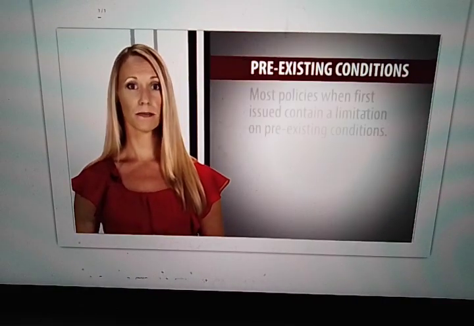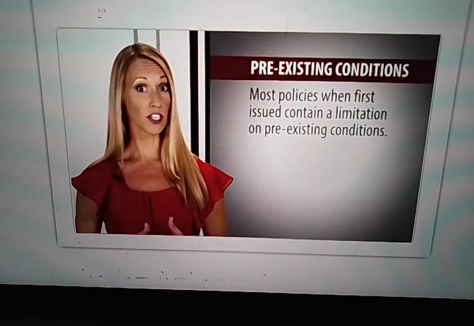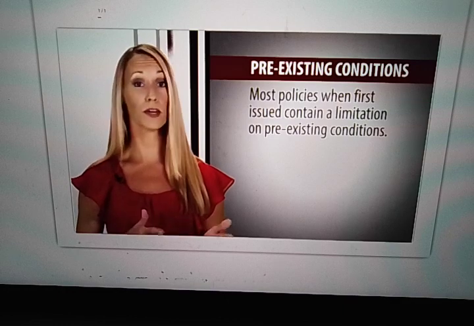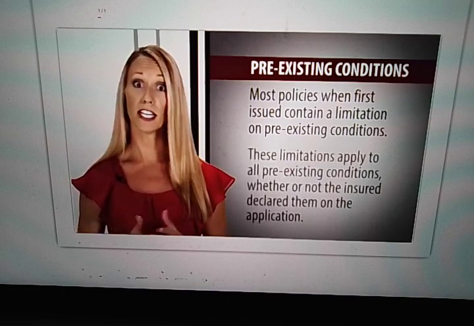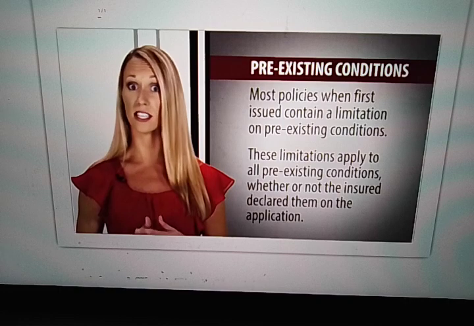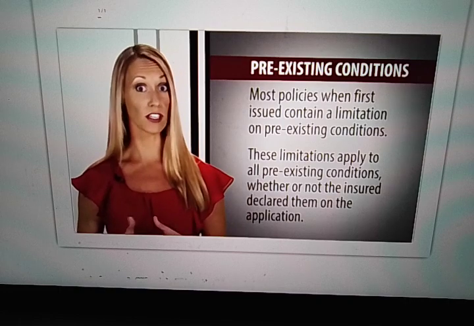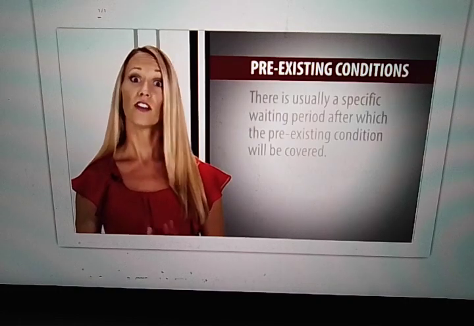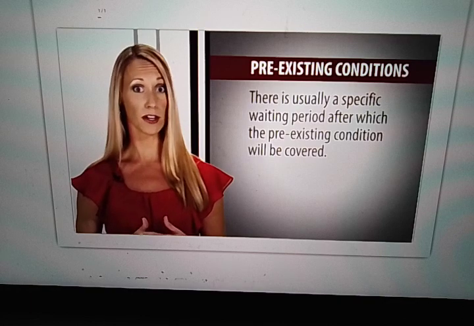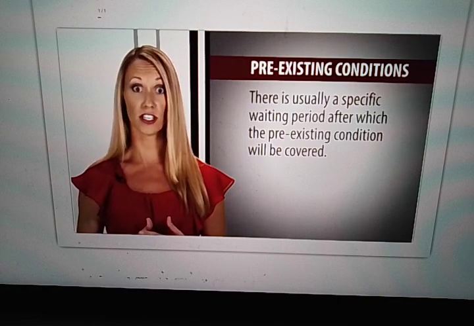Pre-existing conditions. Most policies, when first issued, contain a limitation on pre-existing conditions. These limitations apply to all pre-existing conditions, whether or not the insured declared them on the application. There is usually a specific waiting period after which the pre-existing condition will be covered.